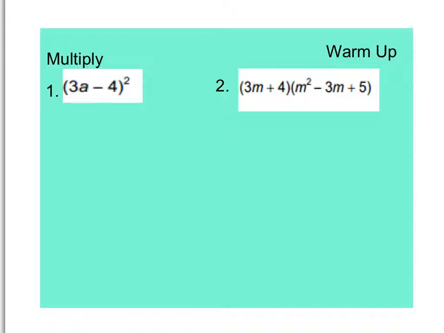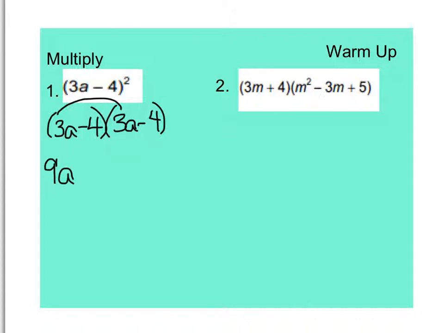All right, so we have two problems from yesterday. Number one, you had a square of a difference, so we're going to write that problem not just once, but twice. And then FOIL. So I have 3a times 3a, which is 9a squared. 3a times negative 4, which is negative 12a. Negative 4 times 3a is another negative 12a.